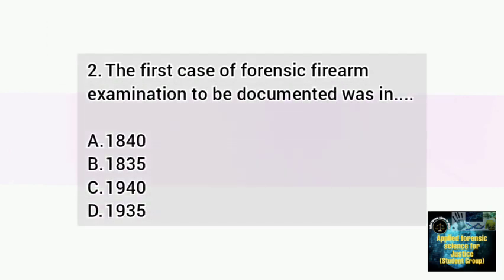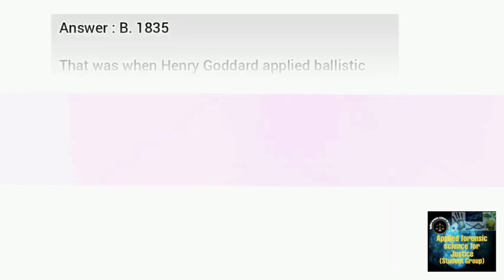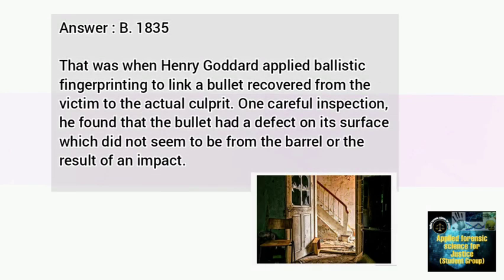Question number 2. The first case of forensic firearm examination to be documented was in: option A, 1840; option B, 1835; option C, 1940; and option D, 1935. The correct answer is option B, 1835. That was when Henry Goddard applied ballistic fingerprinting to link a bullet recovered from the victim to the actual culprit. On careful inspection, he found that the bullet had a defect on its surface which did not seem to be from the barrel but the result of an impact.